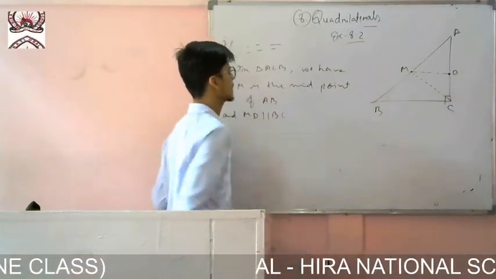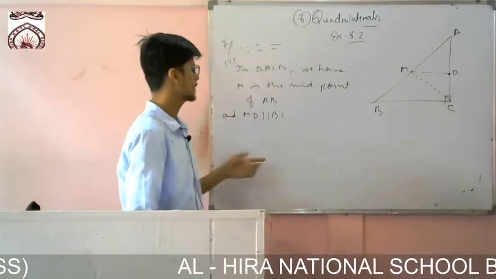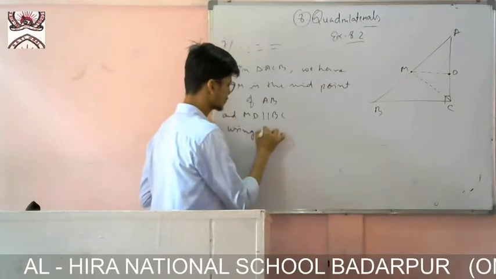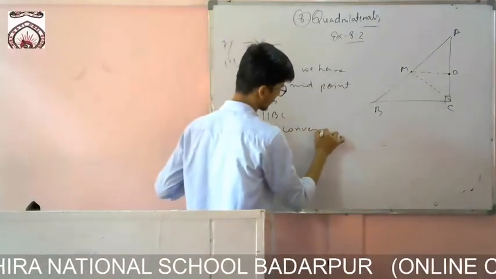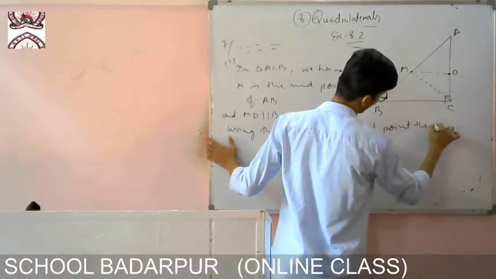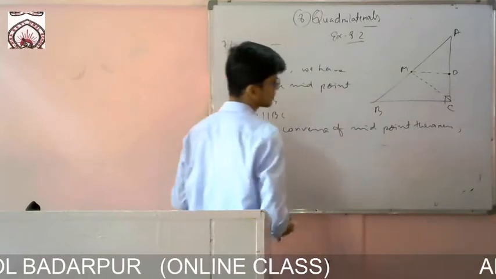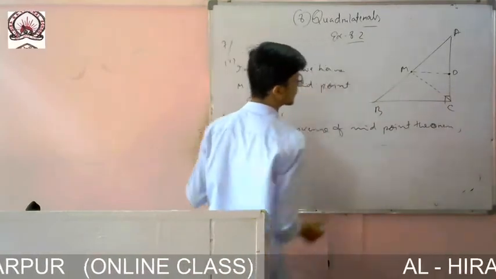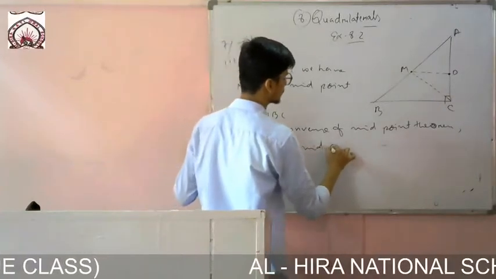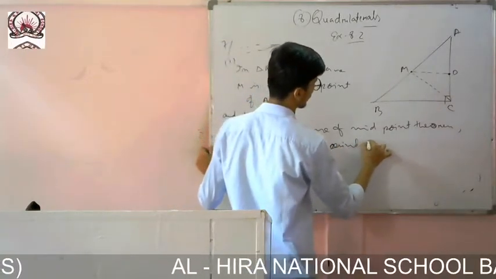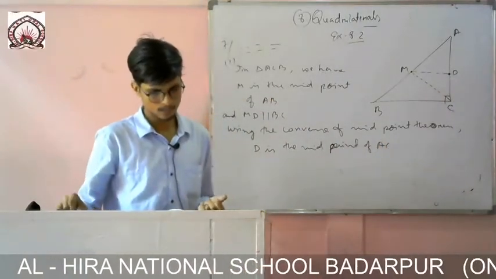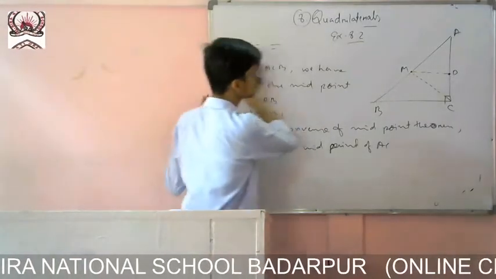So if D is the midpoint of AB and MD is parallel to BC, then I can use the converse of the midpoint theorem. Using the converse of the midpoint theorem, I can write that D is the midpoint of AC. So the first one is finished.